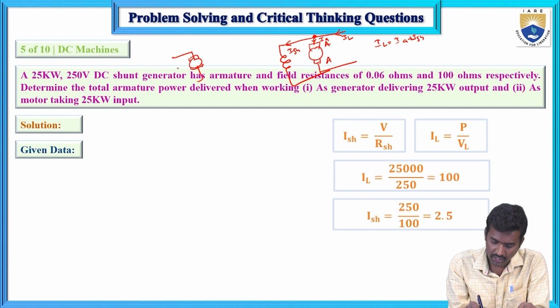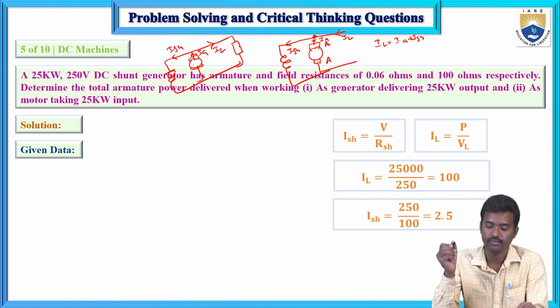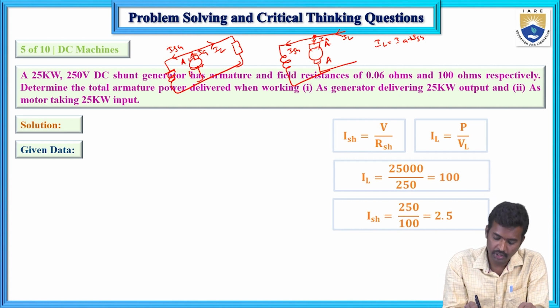Then only you will get the idea. This is a field winding and this one is a load. This one is the load current IL. This one is ISH. And this one is IA. Armature terminals and field terminals.